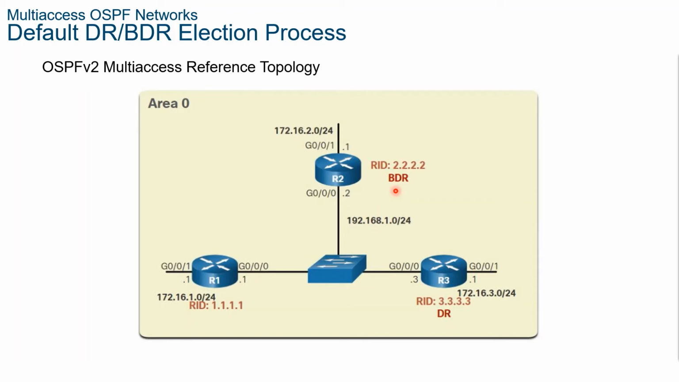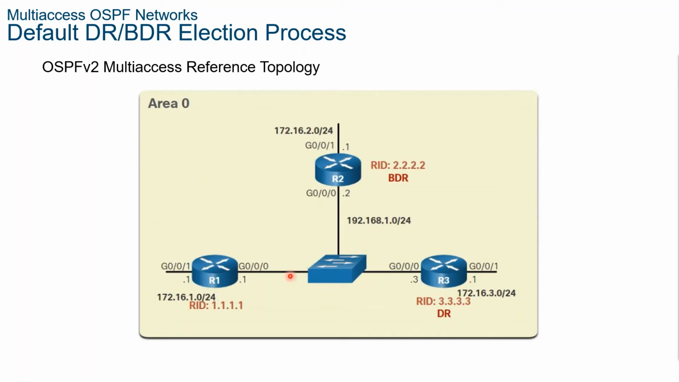Now, the DR and BDR election process takes place as soon as the first router with an OSPF enabled interface is active on the multi-access network. This can happen when the pre-configured OSPF routers are powered on, or when OSPF is activated on the interface. The election process only takes a few seconds. So if all of the routers on the multi-access network have not finished booting, it is possible that a router with a lower router ID becomes the DR.